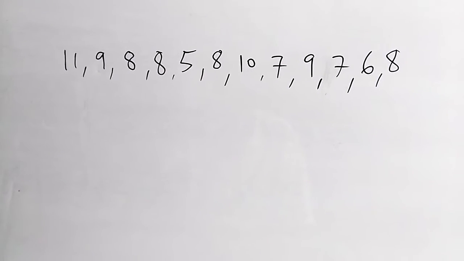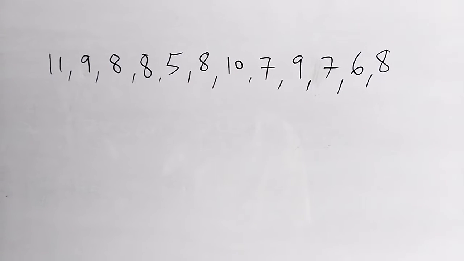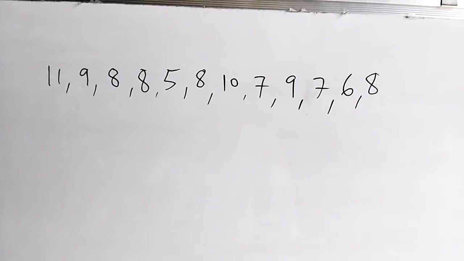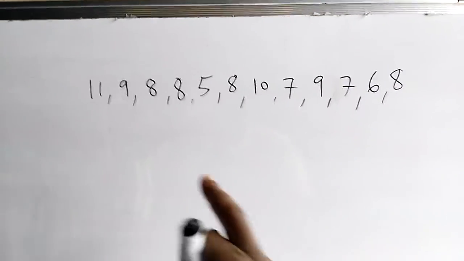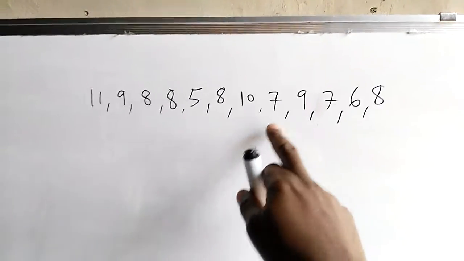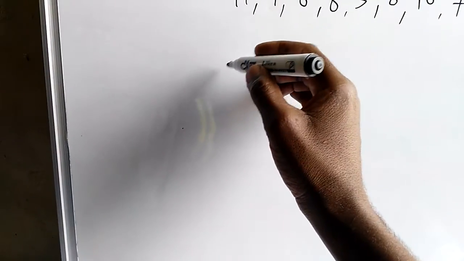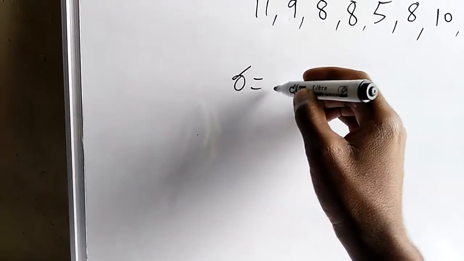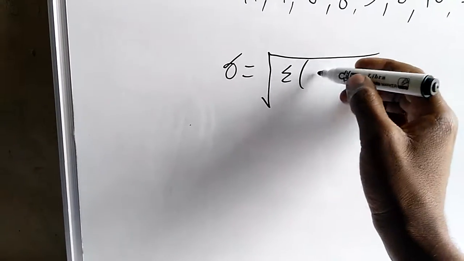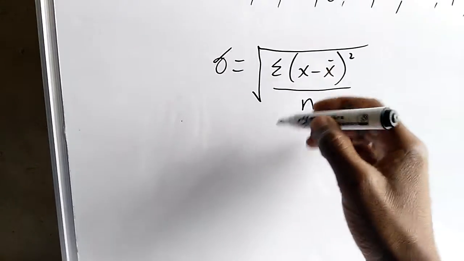Hi there. Remember we had questions on standard deviation, mean, variance, the skewness, the coefficient of variation. And so we are given numbers 11, 9, 8, 8, 5, 8, 10, 7, 9, 7, 6, 8. And so you can't find the SD without getting the mean. We'll be using the mean to take away the squares.